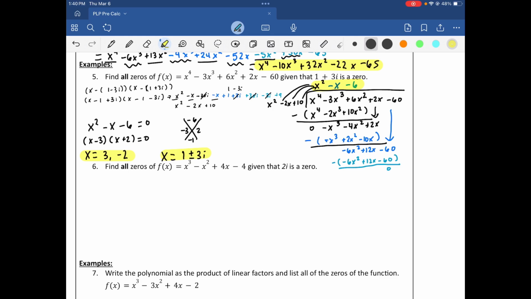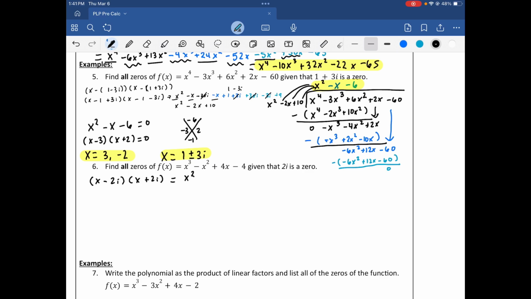All right, we're going to do that again. We've got question number 6. Find all zeros of f of x equals x cubed minus x squared plus 4x minus 4, given that 2i is a 0. So again, if we know that 2i is a 0, we know that negative 2i is a 0. So we've got x minus 2i and x plus 2i, which when I multiply that out, this one's a much easier function to deal with.